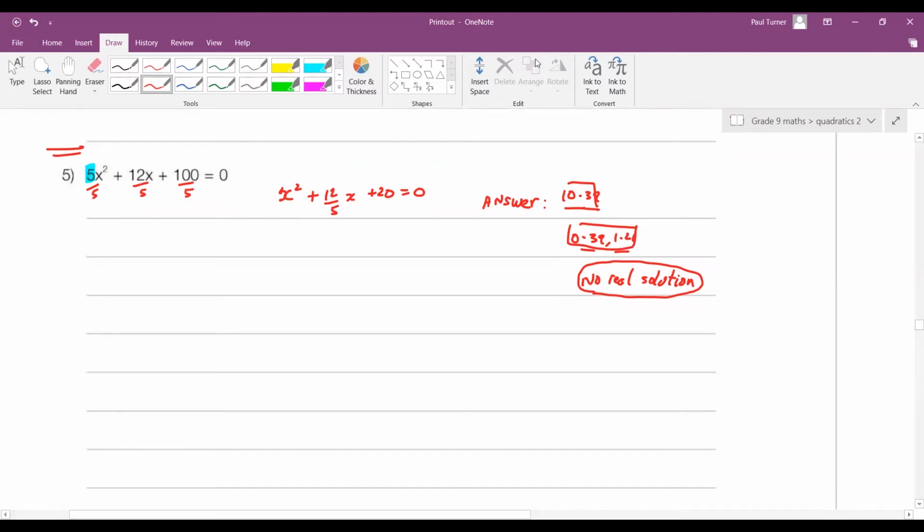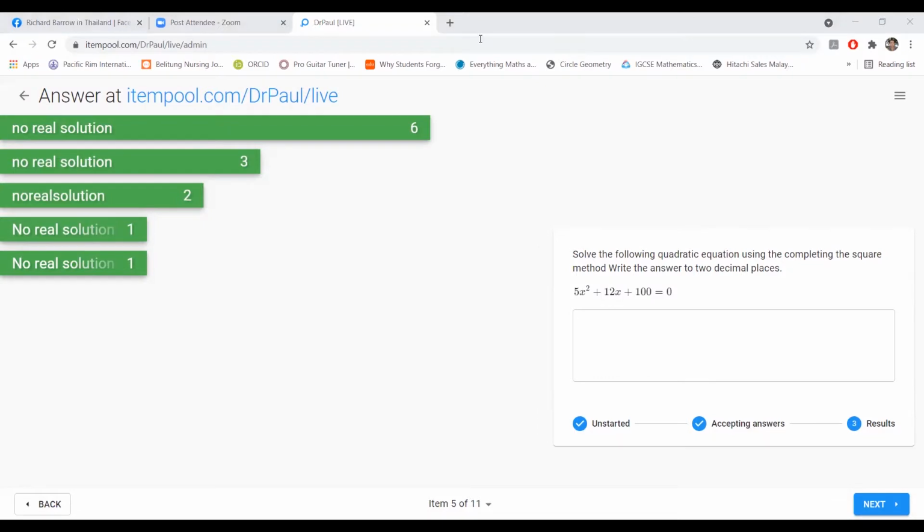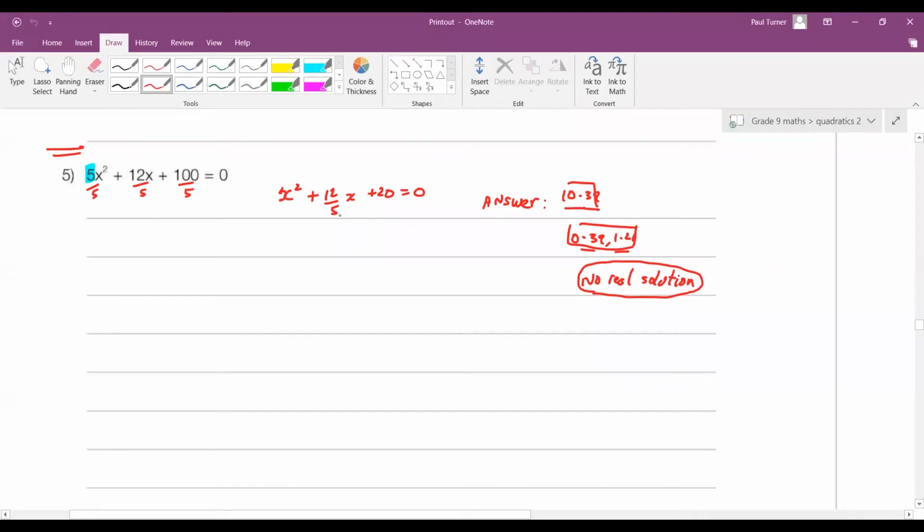Okay, so we'll go to, I'll share that screen. Okay, so we ended up with this point here. And the next step was, you can check your working with mine, but it looks like most of you are correct. Some didn't answer, so you better take a look here. 5x. So move the 20 over as before, minus 20. The middle number, we halve and square that. So we'll get 12 on 10 all squared, which is 144 on 100.